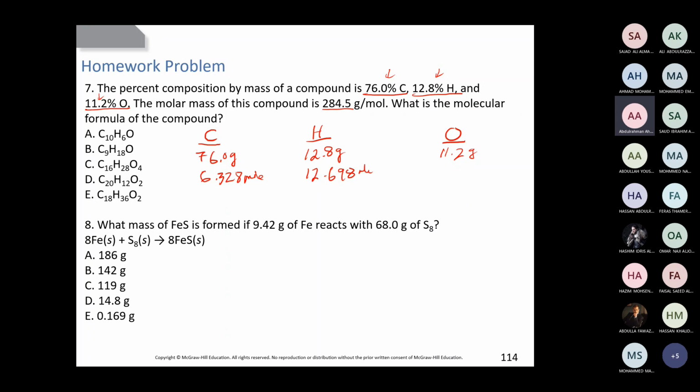Good. How about oxygen? 0.7. Give me more numbers. 700. Yes, exactly. Okay, good. All right, I will put 0.700. I want 3 significant figures. Good, at least. What's next?